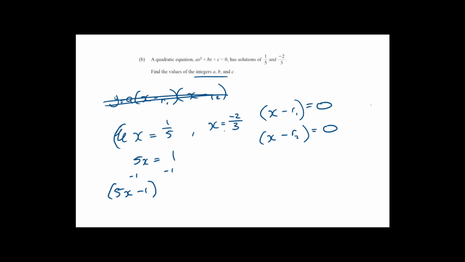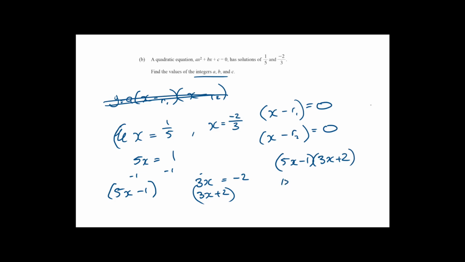And for this one here, I'm going to multiply everything by 3. So we have 3x equals -2, and then we're going to add 2 to both sides. 3x plus 2 must also equal 0. So now we're just going to multiply those together to get the original equation. It's just a nifty little trick.